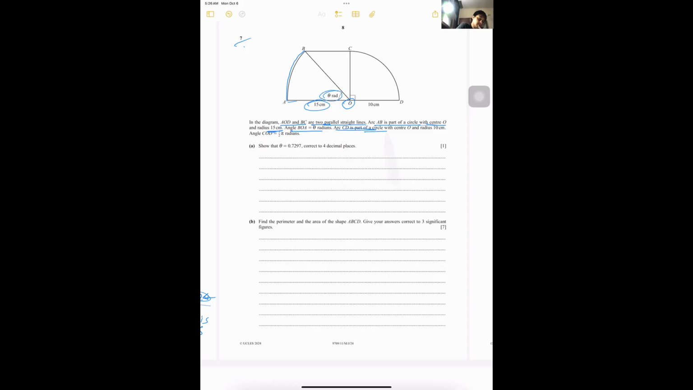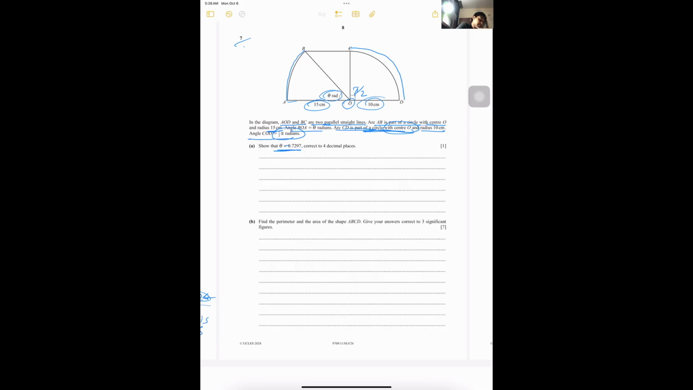Arc CD is an arc of a circle with center O, again, this time with radius 10 centimeter and angle pi by 2 rad. This is pi over 2, or 90 degrees. We need to show that theta is equal to this.